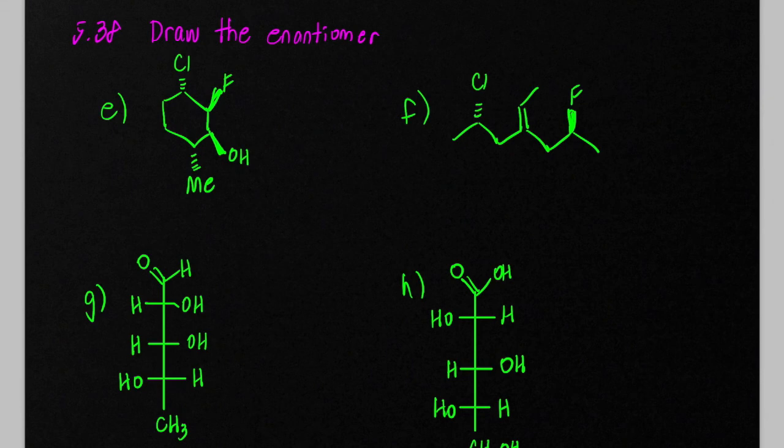For E, we also have a nice six-membered ring with a whole bunch of wedges and dashes. So very easily we can just swap that chlorine to a wedge, swap this fluorine to a dash, swap this hydroxyl group to a dash, and swap out this methyl group. Me is the abbreviation for methyl.